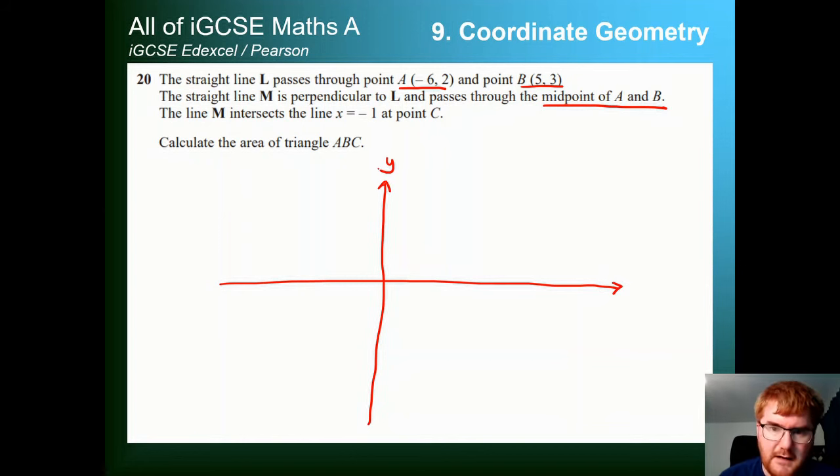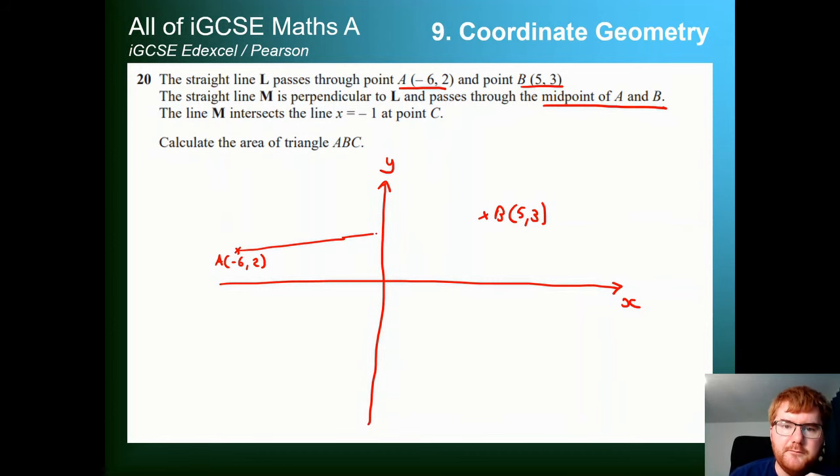And we'll call this y, call this x, and let's make it at least reasonably to scale here. So we've got -6 and 2, so -6 along and 2 up, so we'll pop A here, -6 and 2. 5 and 3 is going to be roughly the same along, a little bit further upwards. So let's draw in our B. Don't be afraid of big diagrams as well. And this is our straight line L that connects up A and B and carries on.